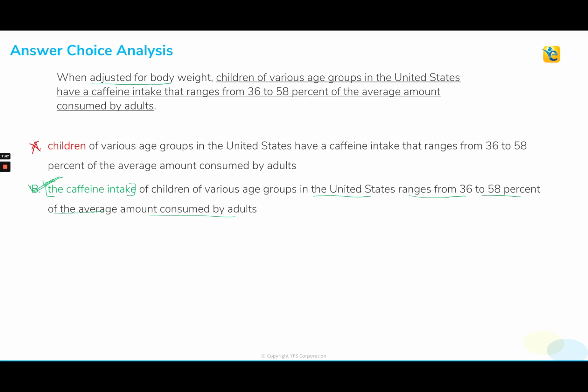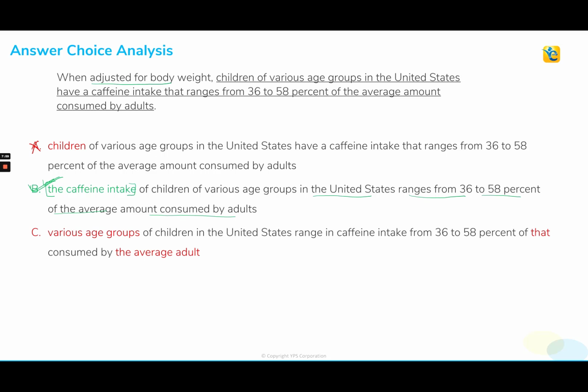Let's take a look at the remaining 3 answer choices. Now choice C we can reject right away because it starts with the subject various age groups, and it is not the various age groups that is adjusted for body weight. So most definitely choice C is incorrect. Now, this reason is good enough to reject choice C and move on to choice D.